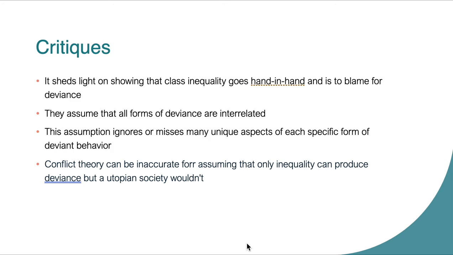This assumption, however, does ignore the unique aspects of each specific form of deviant behavior and how they are different from one another. And then also, conflict theory can be inaccurate for assuming that only inequality can produce deviance, but a utopian society wouldn't do the same.